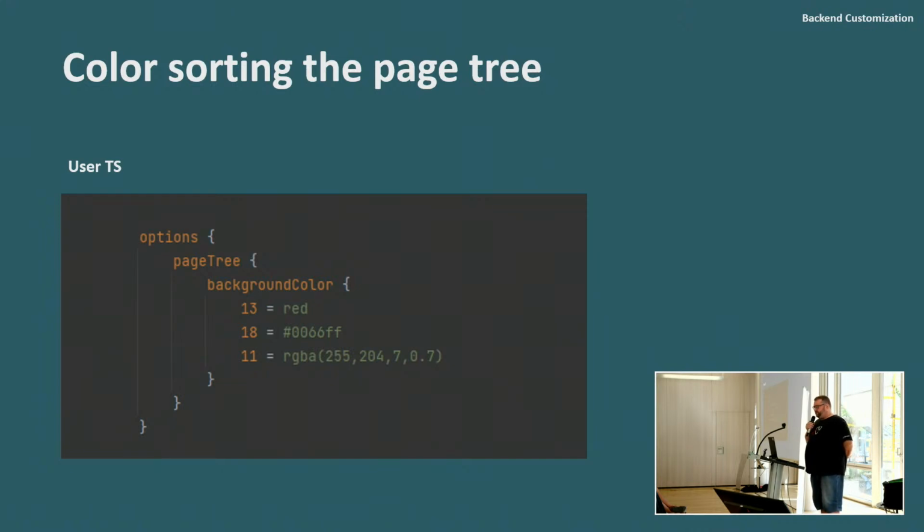For this there are the options page tree and background color. Here you can set the page IDs with a color. You can use everything you know from CSS: a color string, hex, and RGB. Here is a little hint: I heard there is a problem with workspaces. Workspaces use the same colors. When you don't want a rainbow in the backend, you must watch this.